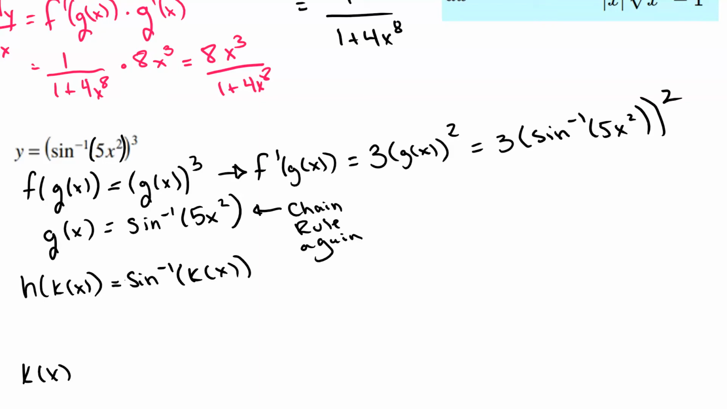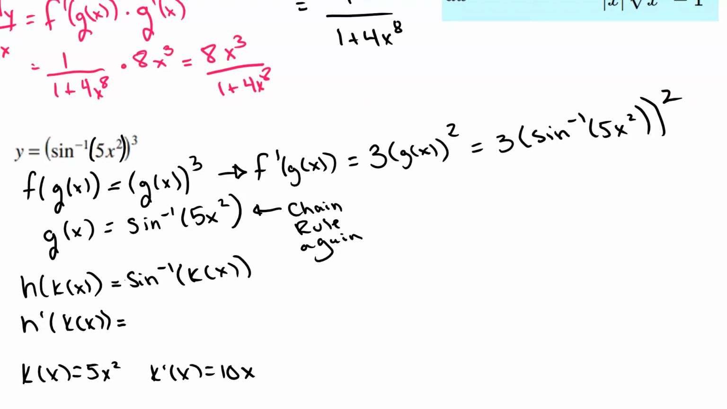And then we have our inside function, that 5x squared. The derivative of the inside function is pretty fast. It's just bring down your 2. 2 times 5 is 10. Make the exponent 1 smaller. It's going to be 1, so it's just 10x. Then the derivative of h with the inside staying the same.